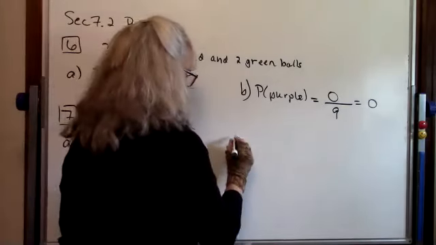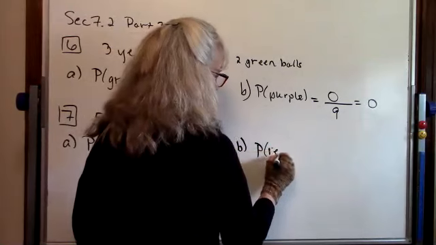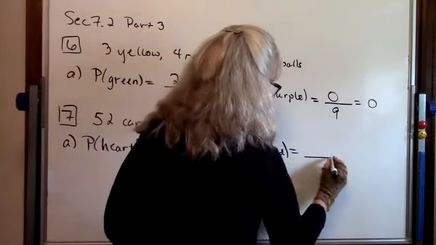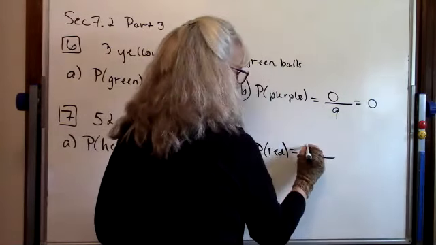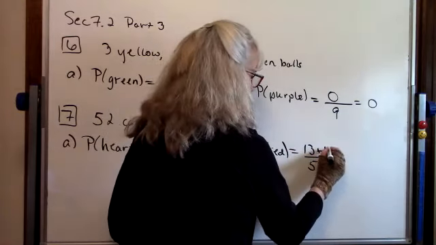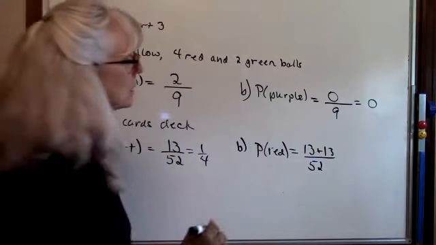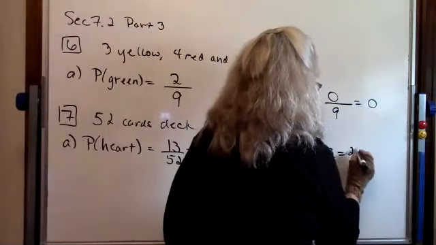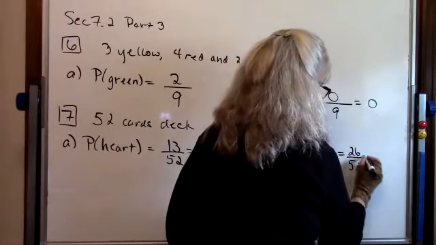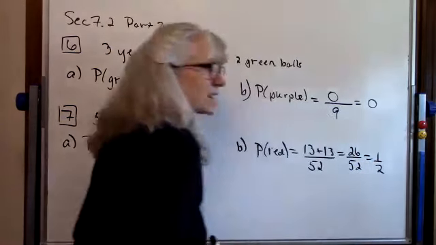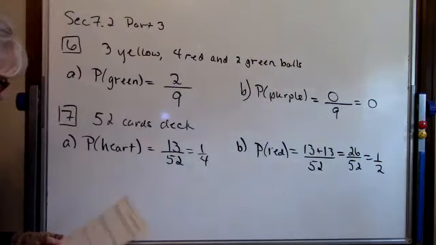Part B says, what's the probability that it is a red card? Well, there are 13 hearts. There are also 13 diamonds. Both of those are the red suits. 13 and 13 is 26 out of 52, which reduces to 1 out of 2. So half the deck is red, the other half is black.